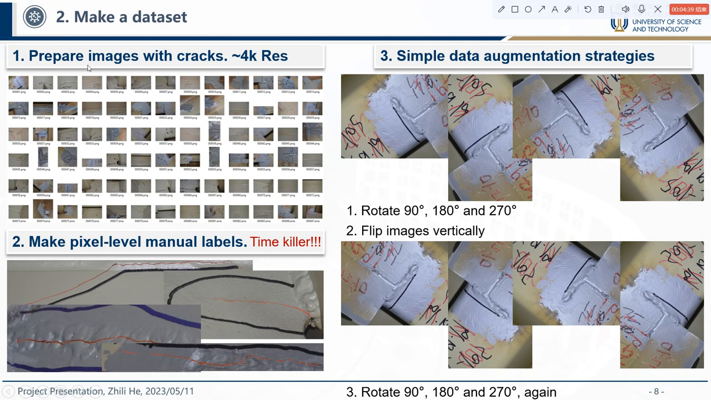To do that, I made a dataset. Firstly, I prepared images with cracks, and they all have 4K resolution. Then I made pixel-level manual labels. I have to say it is a time killer. I spent most of my time this semester doing this work. Then there are some simple data augmentation strategies. Firstly, I rotated these images by 90 degrees, 180 degrees, and 270 degrees, and then I flipped the images vertically. And last, I rotated the images again.